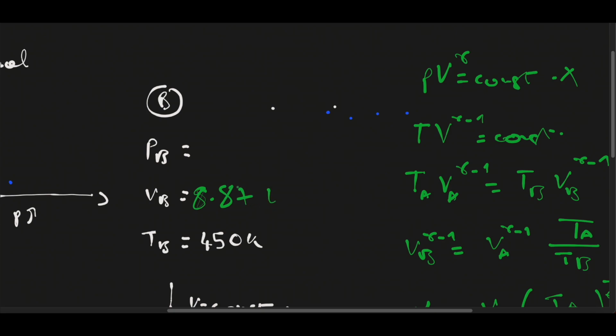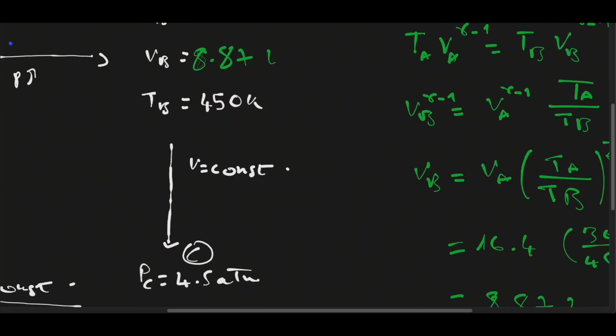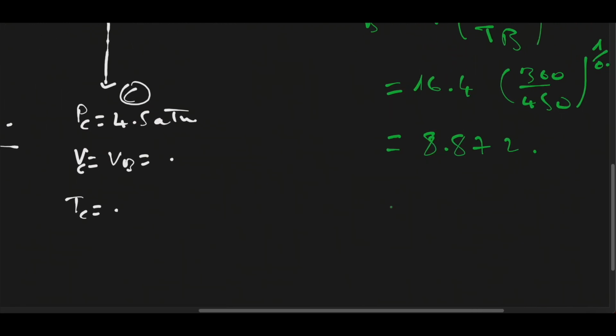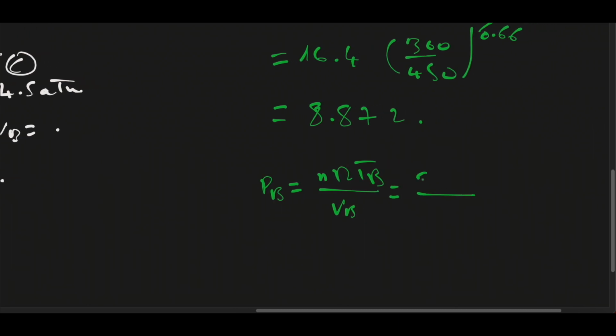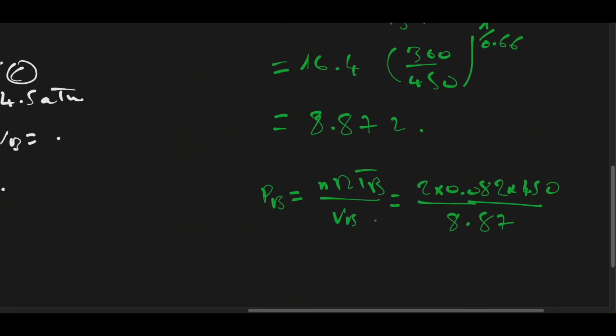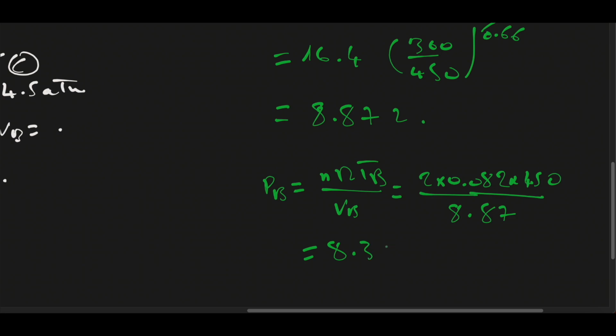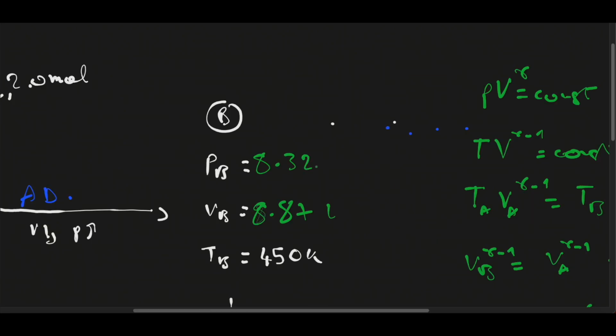8.87 liters. Now P_B can easily be determined because P in B is equal to nRT over V in B, which is equal to 2 times 0.082 times 450 over 8.87, and we get a value here of 8.32 atm. I said 8.32 atm.